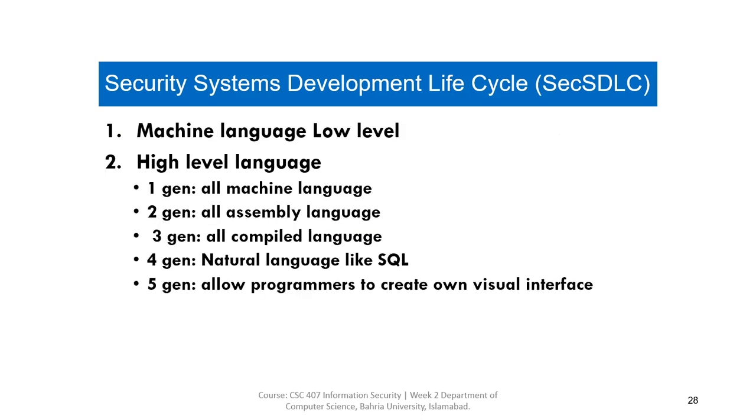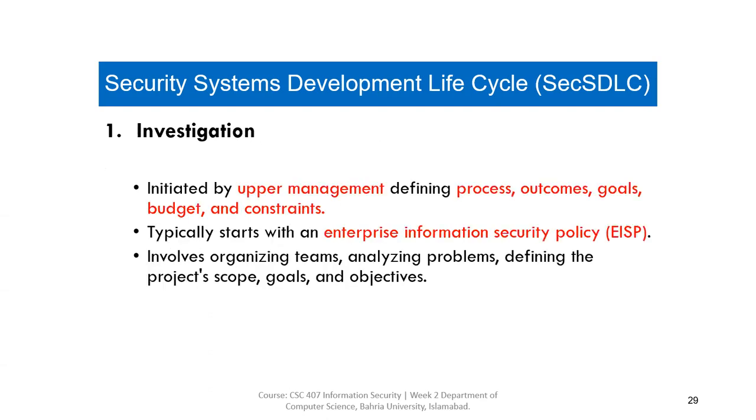So you know that there are two kinds of programming language. One is machine language, which is also known as low-level language, and there is high-level language, in which there are five generations of language. The first generation is all machine language, the second generation is assembly language, the third generation is all compiled language, the fourth generation is natural language like SQL, and the fifth is where programmers create their own visual interface, dragging and dropping so that code is generated automatically, like Visual Basic. So that is how we have developed programming languages.